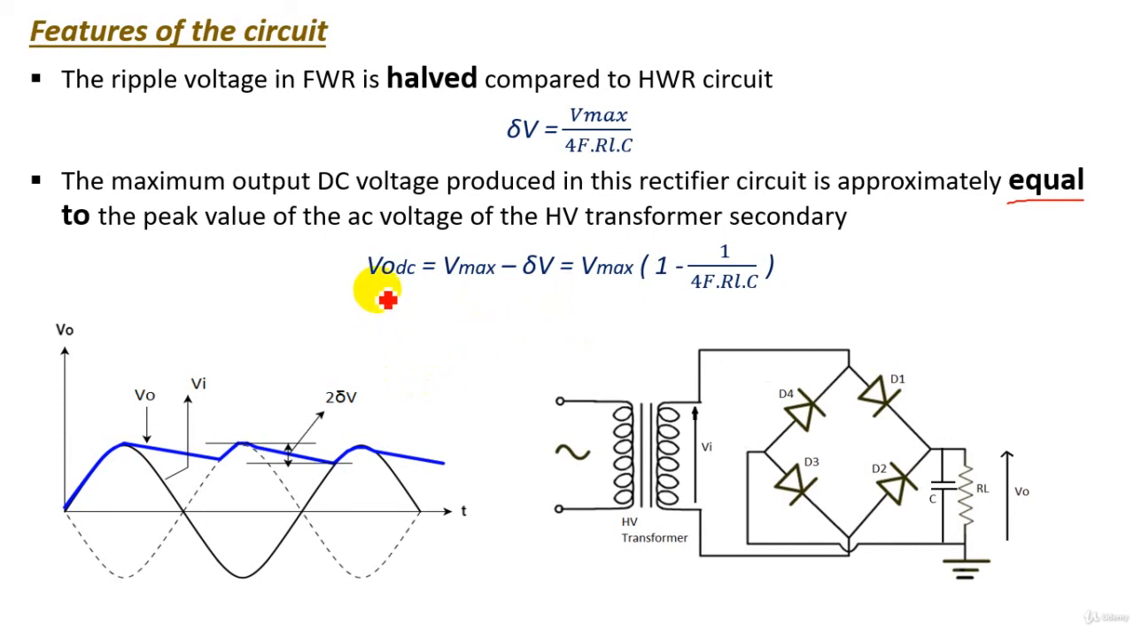So we can calculate our DC output voltage from this formula. V output DC equals V maximum times (1 minus 1 over 4 F RL C), where F is the supply frequency, which is 50 or 60 Hertz, RL is our load resistance, and C is the value of the smoothing capacitor. It's very important to understand that the values of the capacitance and V maximum, which is the maximum voltage of the secondary of the transformer, are adjusted and designed to give a specific value for the ripple voltage and the DC output voltage during the design of the circuit.